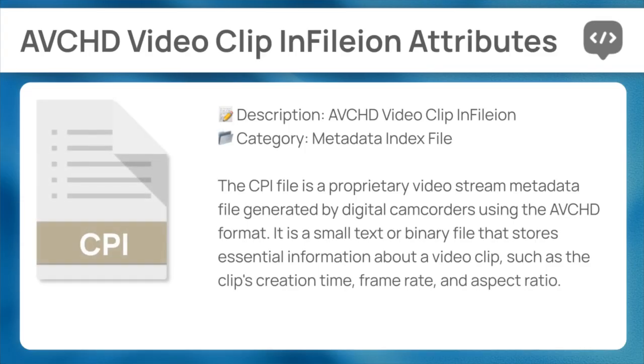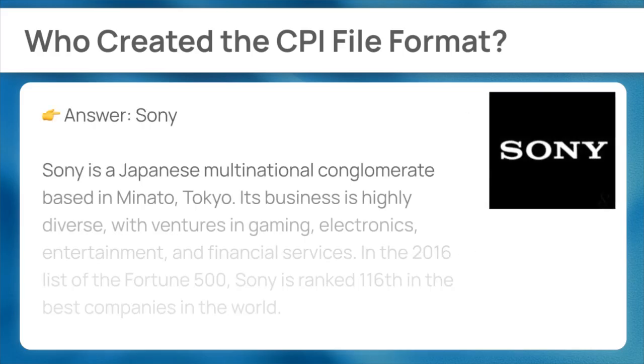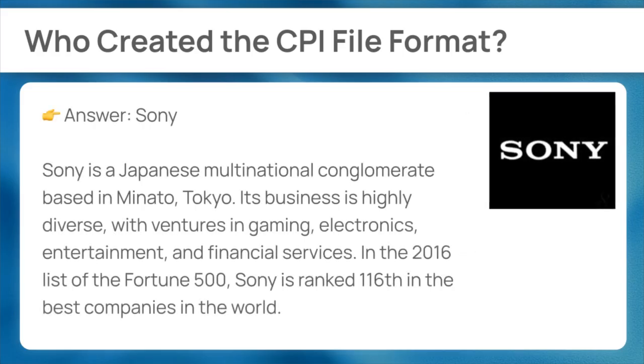It is a small text or binary file that stores essential information about a video clip, such as the clip's creation time, frame rate, and aspect ratio. Developed by Adobe Systems for Premiere Pro, the design rules are part of the AVCHD specification. The file must be present alongside the video file, MTS or M2TS, in the original folder structure. Attempting to open the CPI file alone is pointless, as it only contains metadata.